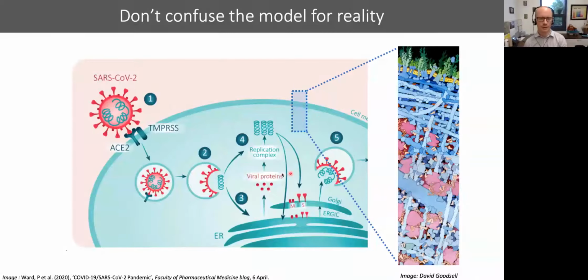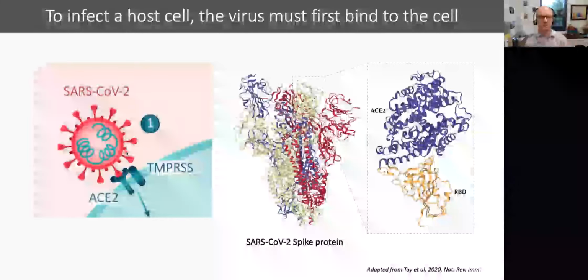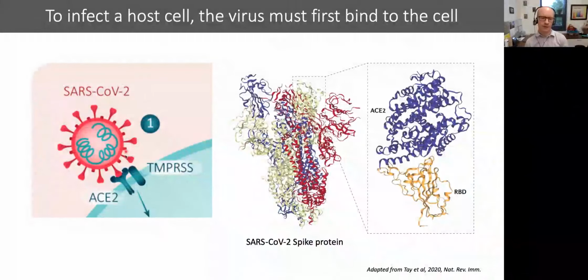Okay, so now let's talk about step 1. The first step is viral binding. And so remember from the top that viruses are just these molecular machines. They're bouncing around until they encounter the right conditions that will trigger the virus to infect. So the first thing that needs to happen is it needs to bind to a cell that could sustain infection.